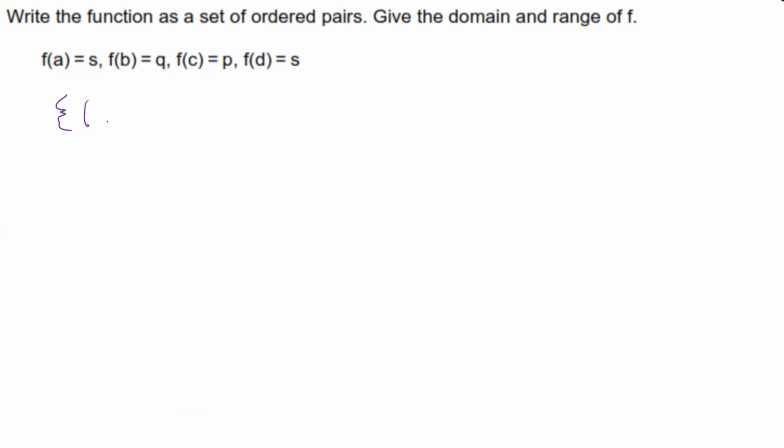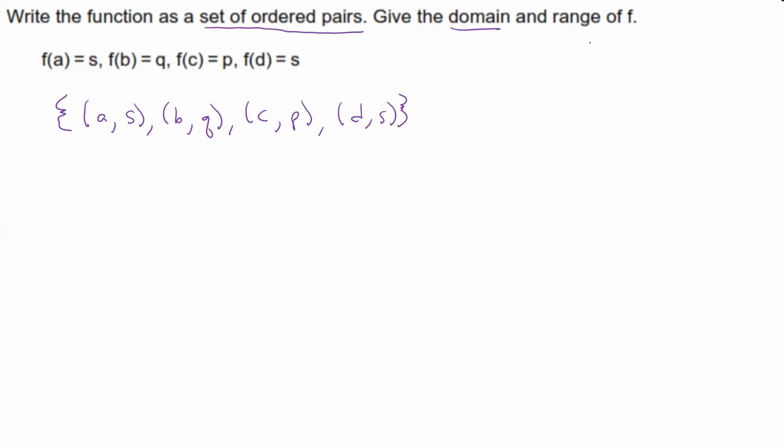So x here is A, then y is S. Then the next one, x is B, y is Q. And then the next one we have x is C, and then P, and then the next one is D and S. And then we close out our set, and so that's going to be the set of ordered pairs. So that's the first piece.